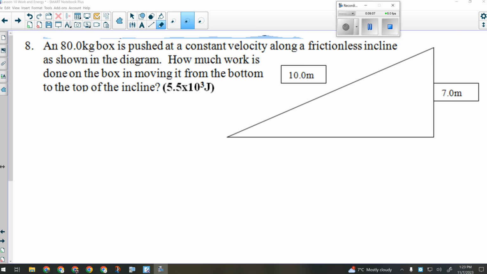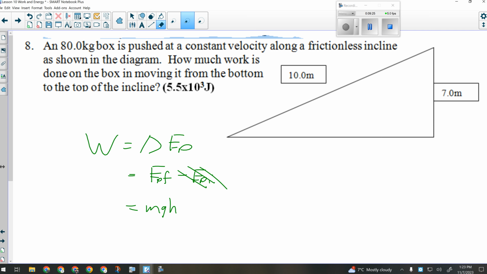Since we start at the bottom and we go up 7 meters, the work being done is only changing the potential energy. Final minus initial, and our initial is 0 because we start at the bottom of the ramp. If all I want to do is find the work, it's just the final potential energy. So m times g times h, take your 80, multiply by 9.81, and then multiply by 7 meters, and you'll get 5,500 newtons, or joules, sorry, not newtons, joules. Everybody all right with that?